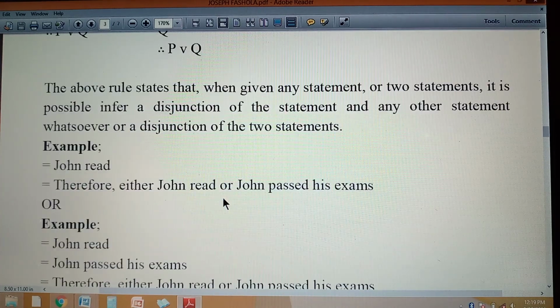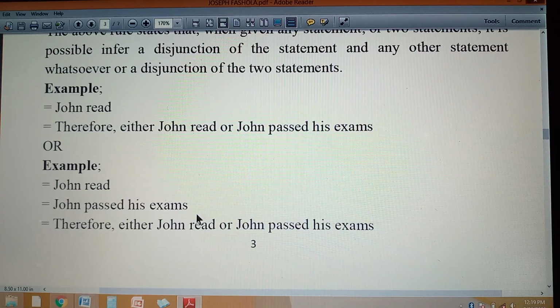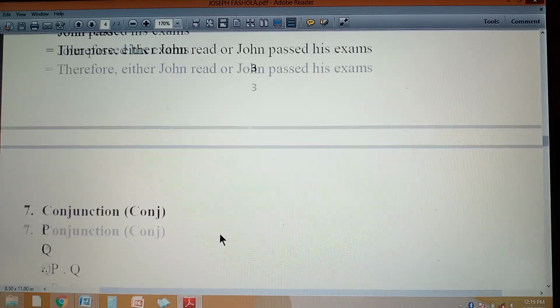You see that? So John read, therefore either John read or John passes exams. Or John read, John passes exams, therefore either John read or John passed his exams.